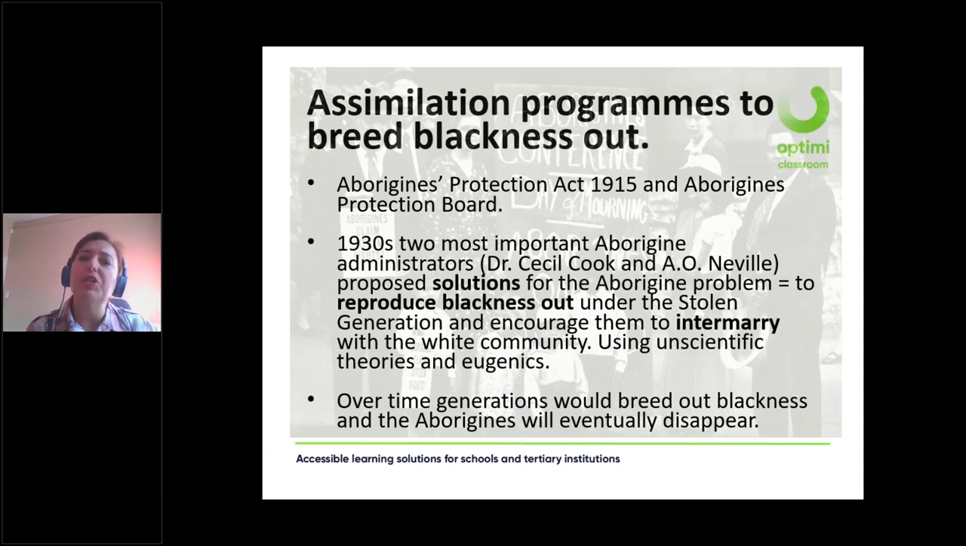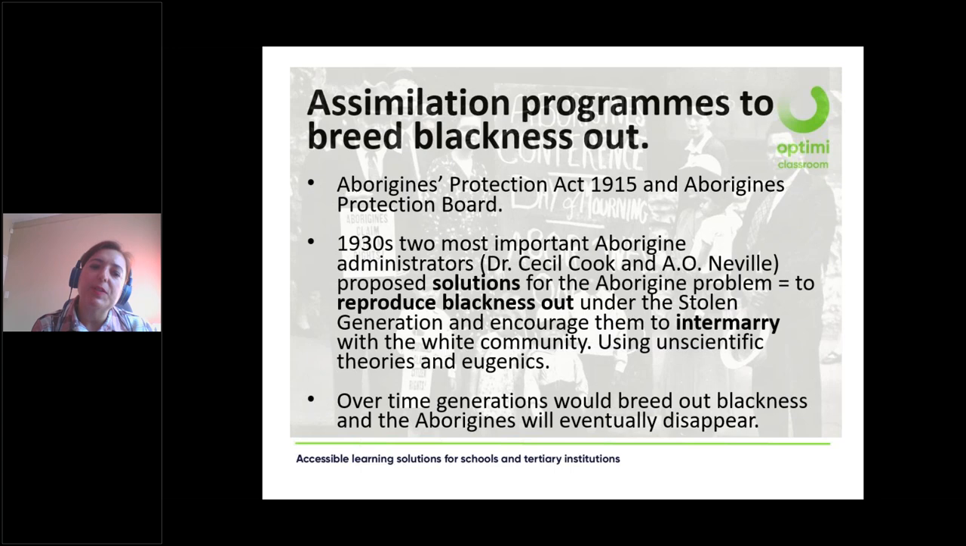Okay, then assimilation programs to breed blackness out. Now, in 1915, they introduced the Aborigines Protection Act, and then there was also the Aborigines Protection Board to make sure that these laws were implemented. Now, in the 1930s, the two most important Aborigine administrators was Dr. Cecil Cook and A.O. Neville.